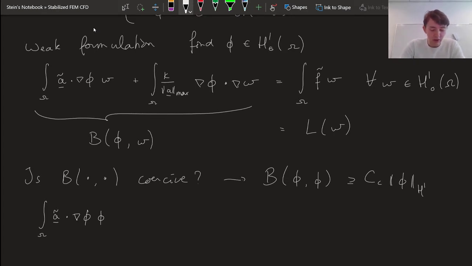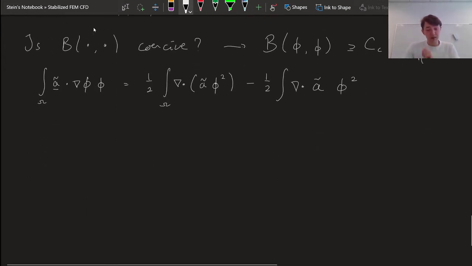Now this one is actually not too bad. We can manipulate this a little bit. We can change this gradient, and we can actually rewrite this as half of the integral over omega of the divergence of a tilde times phi square minus half of the divergence of a tilde times phi square.